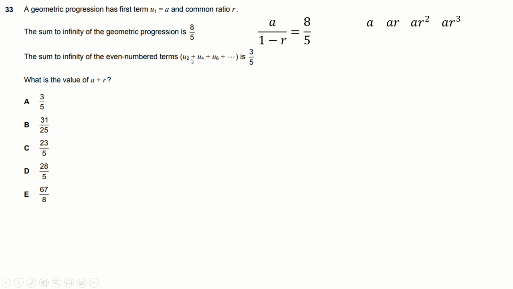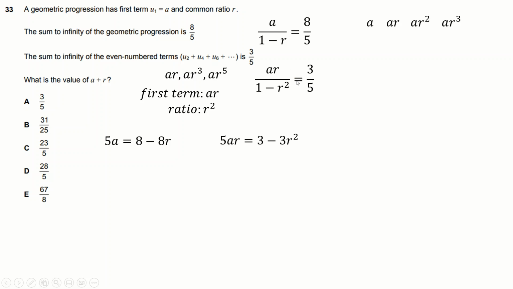The sum to infinity of the even numbered terms is that. Now look at the even numbered terms. We've got AR to start with, then we'll have AR cubed, then we go to AR to the 5, and so on. But this is just another geometric sequence, starting term AR, geometric ratio R squared each time. So we'll just put those into our formula and say that's equal to 3/5. And this is a simultaneous equation. Let's cross multiply to get these two things.